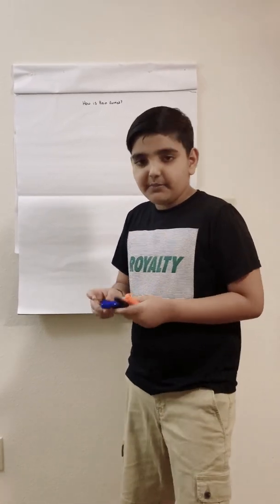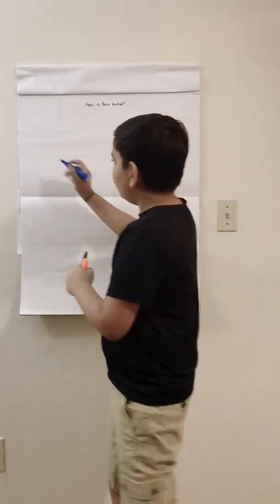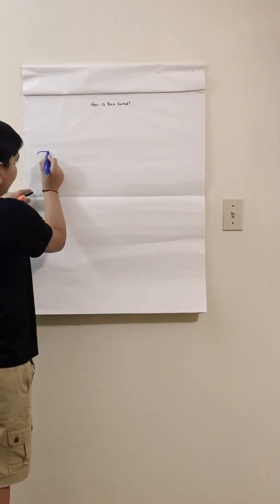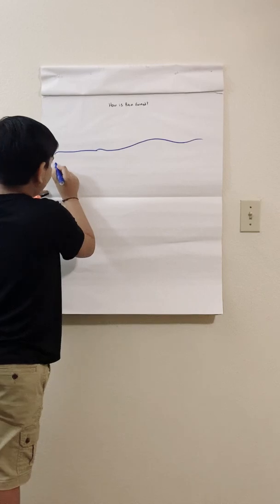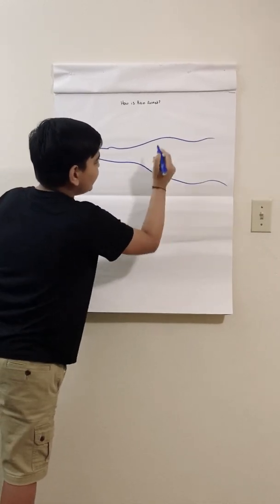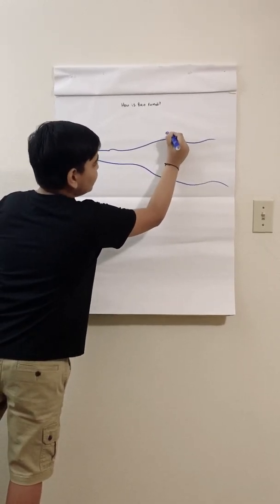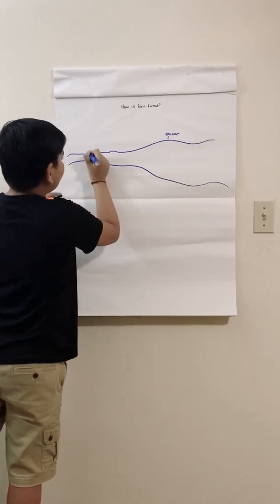Today we're going to talk about how rain is formed. So, rain is formed from a little river. As you can see right here, that's a river, which is leading to a big ocean. We're just going to imagine that's an ocean. Okay, and then that's a river.